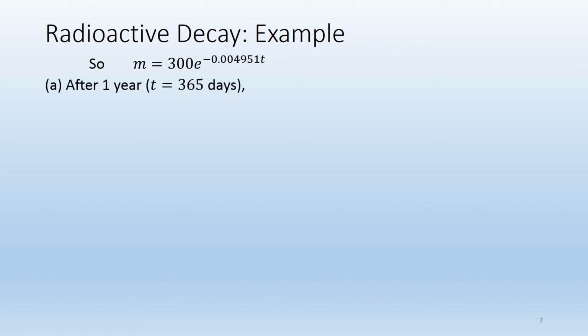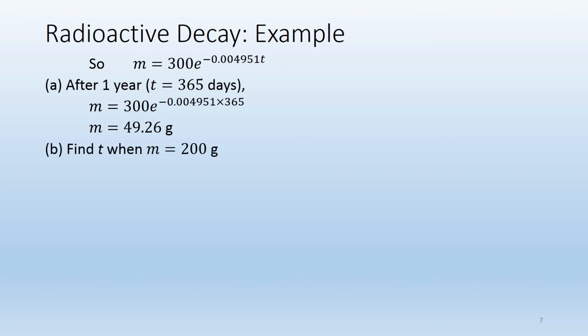We're now asked to figure out what the mass is after 1 year. Now 1 year, of course, is 365 days. We must use the same unit there, days. And so we'll put our 365 in for t and then calculate that out. We'll get 49.26 grams.